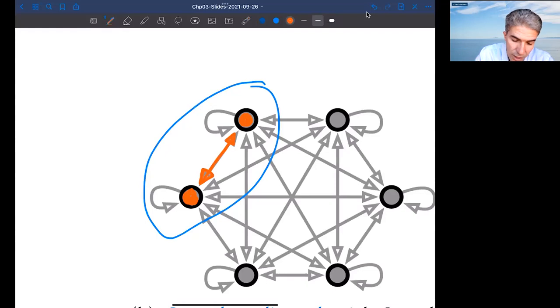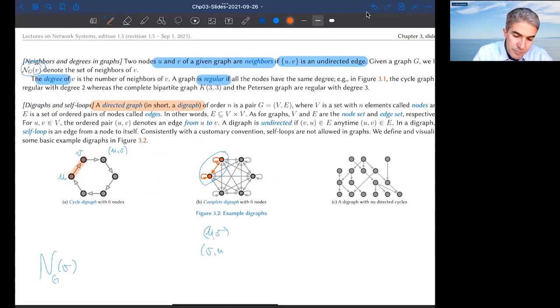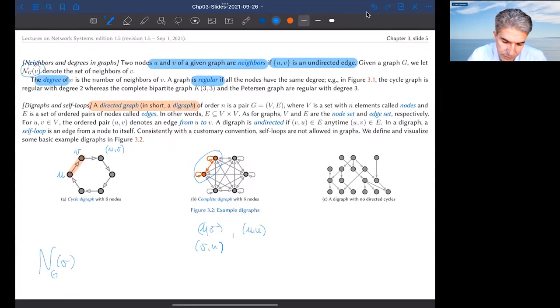But I also have, in the case of digraphs, it is customary, a useful convention to allow also self loops. So in digraphs, we will have self loops, entirely possible, all right? I know it's a little bit arbitrary. It's just useful, as I was mentioning. In practice, it's a useful concept to adopt. So in digraphs, you can write UU, and that's a self loop from U to U.